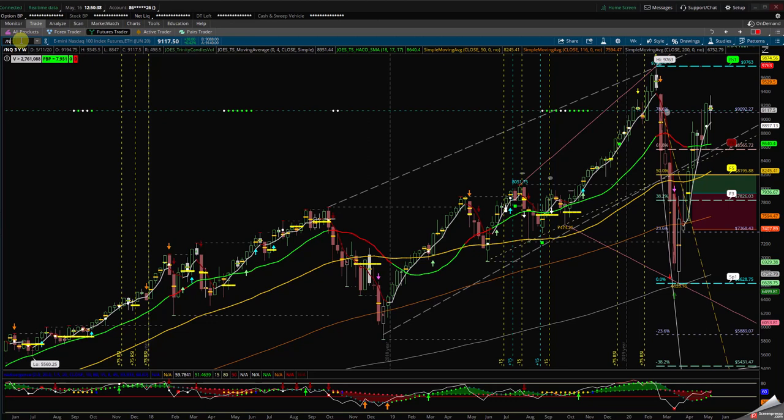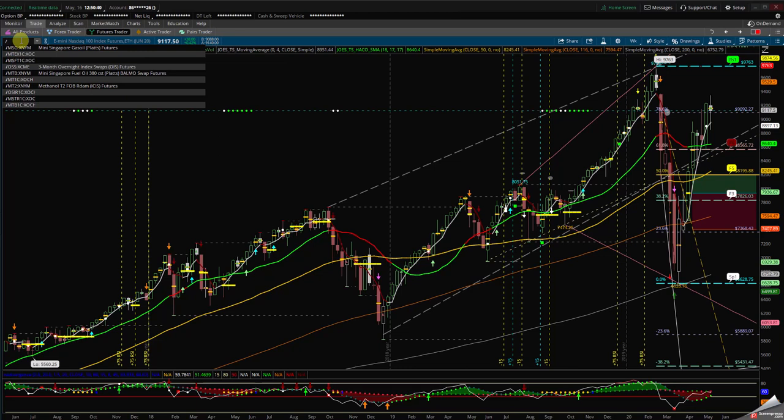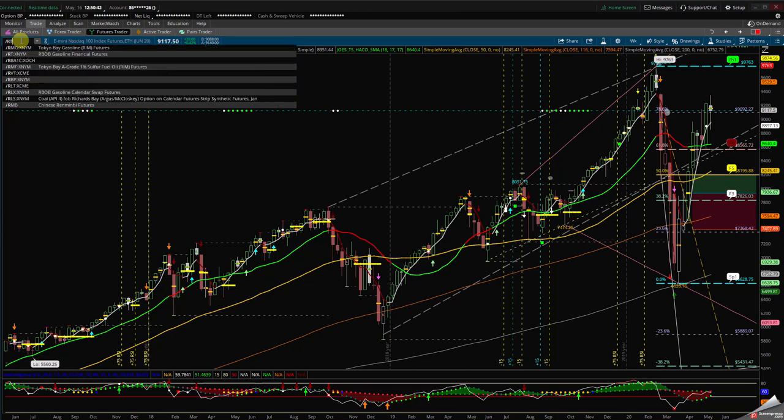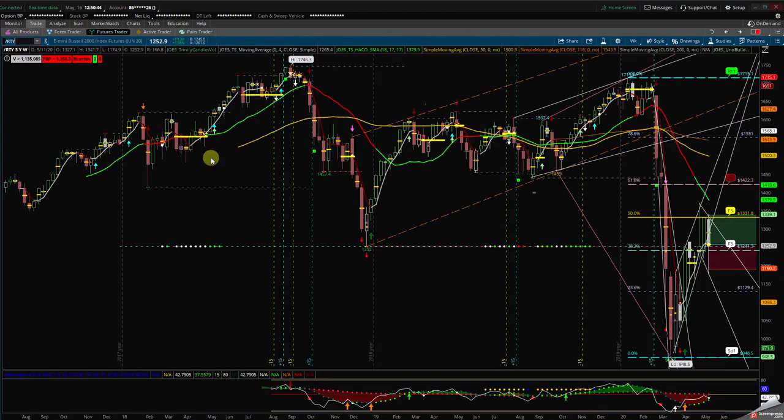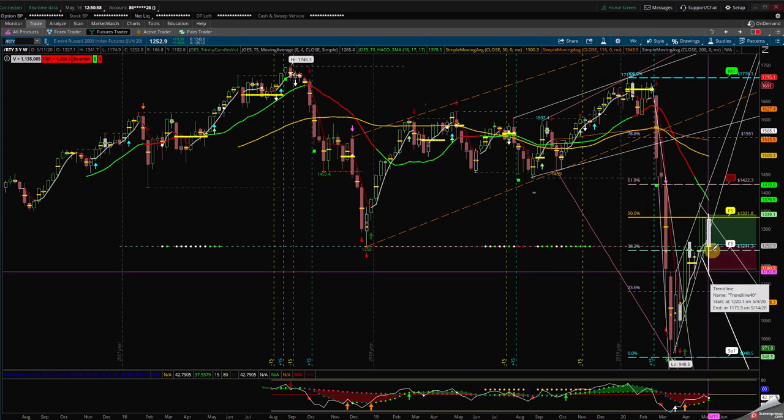Let's take a look at the RTY. RTY is a little bit weaker compared to the prior highs. From the low of the year, we came back to the 50 Fibonacci. We fell off from the 50, coming back down all the way below the 38 to close a little bit above the 38.2.